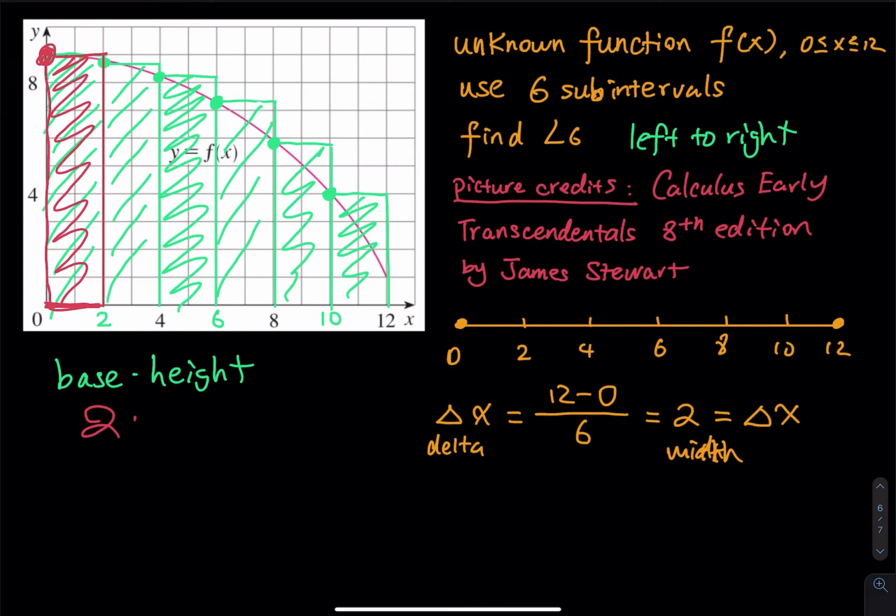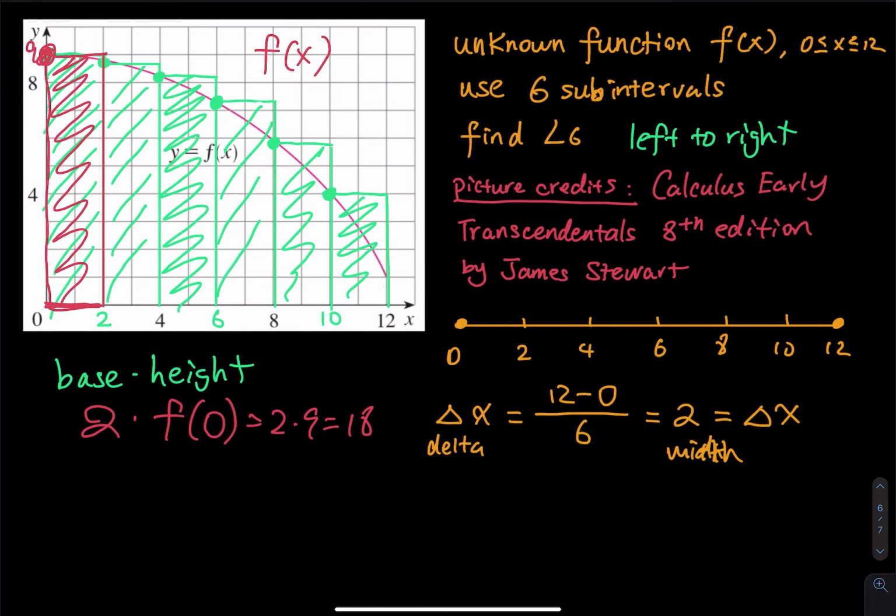In order to find the point, you have to plug in a point to the function. This function is called f of x, and this point is at x equals 0, so you have to plug in x equals 0. What is the function equal to? When x equals 0, the height is 9, so that means 2 times 9, which equals 18. So the first rectangle, the red rectangle you see on the picture, is 18. If you count the boxes, that is 18 boxes, right? 9 by 2, 18 boxes.